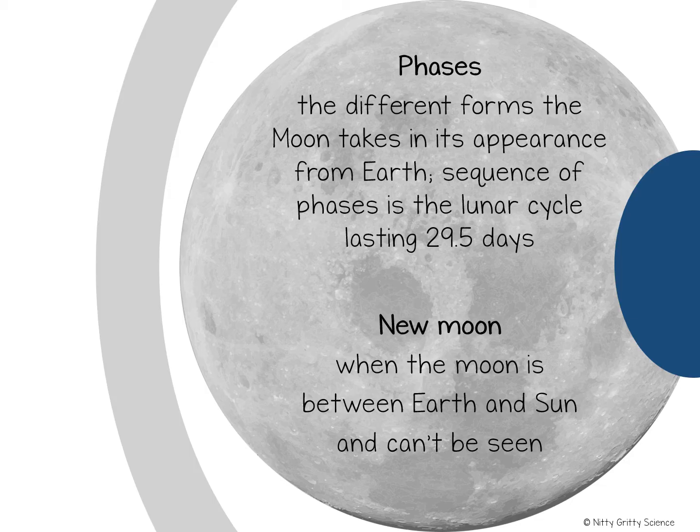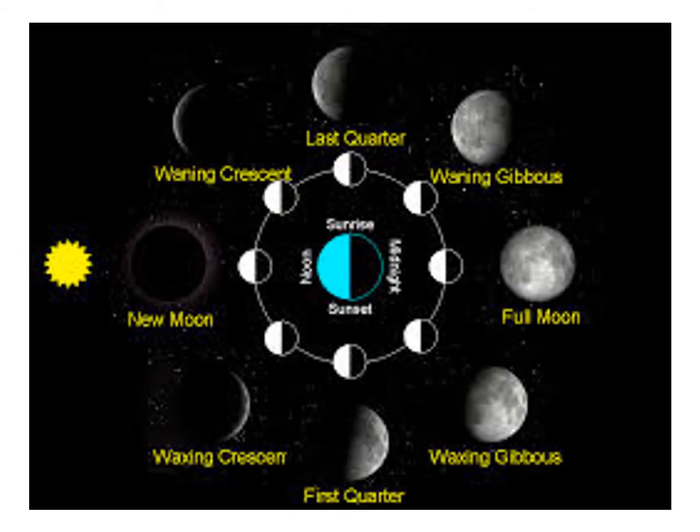The cycle begins with the new moon, when the moon is between Earth and sun. This is when you cannot see it, because the sunlit side is facing away from Earth. Here you can see where the moon is between Earth and the sun in the new moon phase. We're going to go ahead and look at this diagram, and I'm going to continue to explain the other phases of the moon.